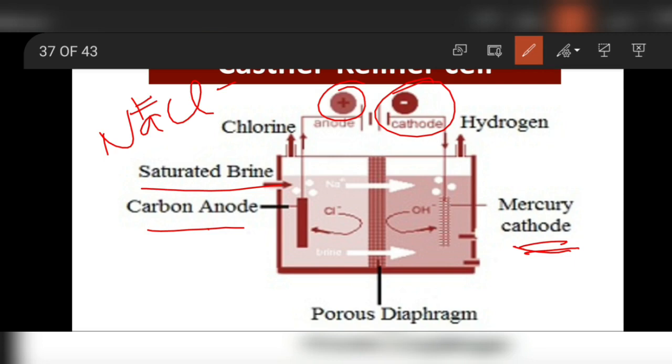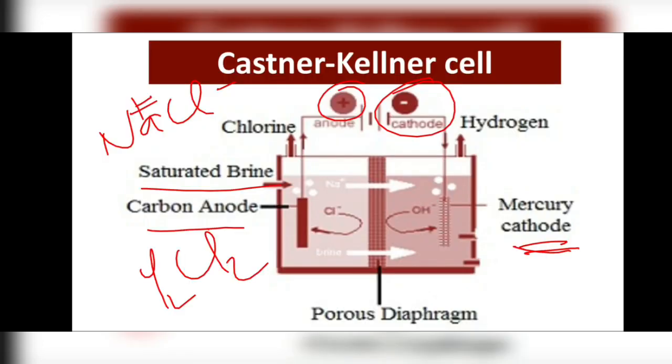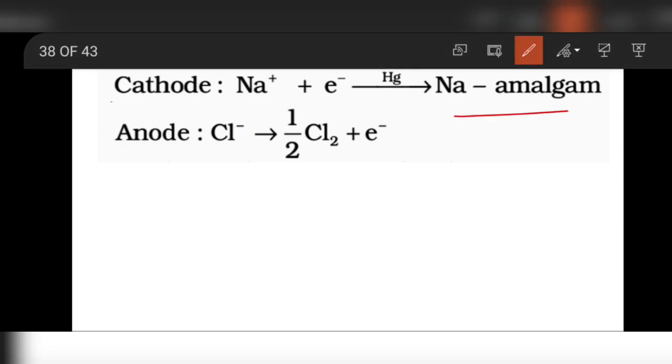Now the Cl minus, since it is minus, will lose one electron and become half Cl2, and it will get liberated as chlorine gas. So this is what is happening here. Now you can see the reactions: at the cathode, Na plus, since it is deficient in electrons, will gain one electron and combine with mercury, and it will become sodium amalgam there.